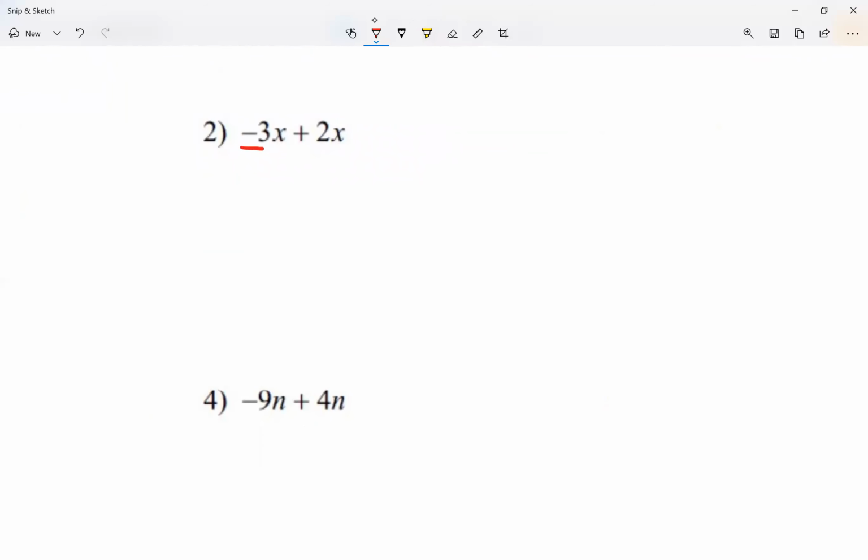There's a negative 3x and a positive 2x. Negative 3 plus 2. When the signs are different, one of them's positive, the other one's negative, I'm going to subtract my values, and I'm going to keep the sign of the large one. So 3 minus 2 is 1. Keep the sign of the large one, in this case, negative. So let me just write for right now, negative 1x. Now, when the number in front of the letter is a 1, whether it's a positive 1 or a negative 1, we don't write the number. So in this case, let me just write this as a negative x.